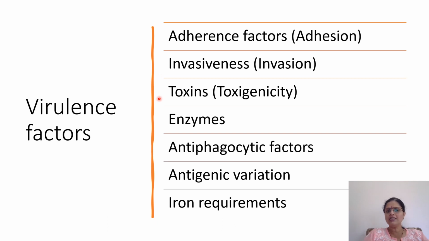Next, it releases certain toxins and enzymes which damage a specific tissue in our body, and it also has certain mechanisms to evade our resistance mechanism, because as soon as the pathogen enters, the body fights against it using a specific type of cells called phagocytes, and the pathogen must have some mechanism to escape these phagocytes. Those are called anti-phagocytic factors. And then there is another very important character that we need to remember, that is antigenic variation, and finally iron requirements. We are going to see these factors a little more in detail.